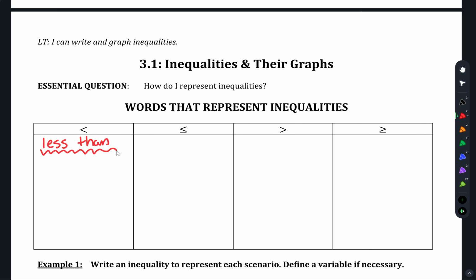Words that we use to describe something that is less than include under, below, lower. Sometimes we see fewer than. When we add the equal sign underneath that symbol, it becomes less than or equal to.